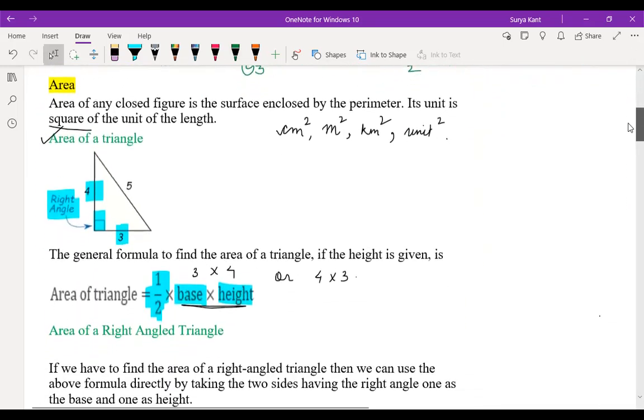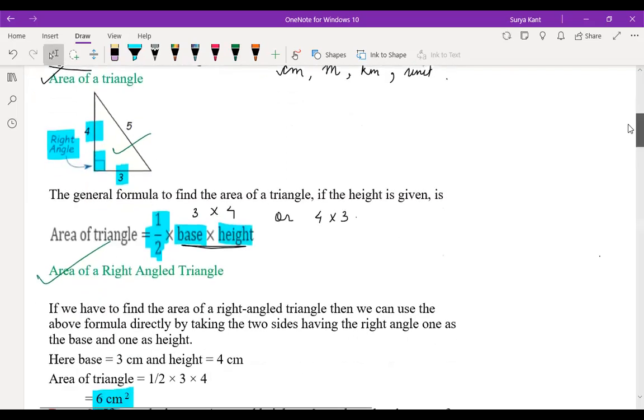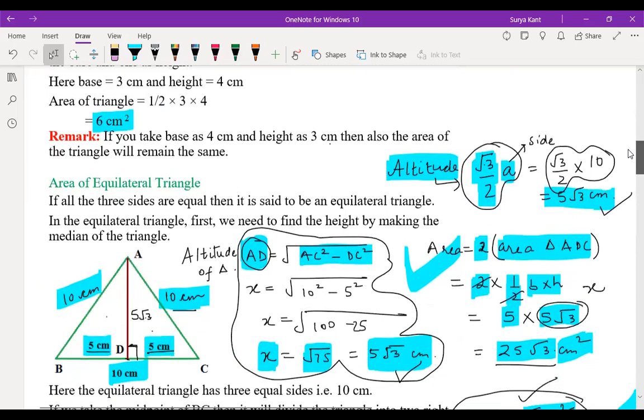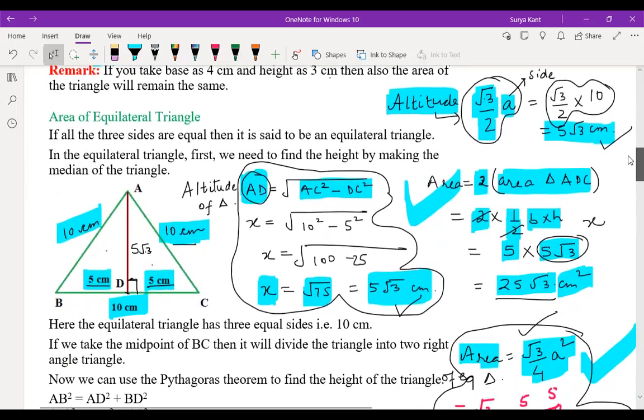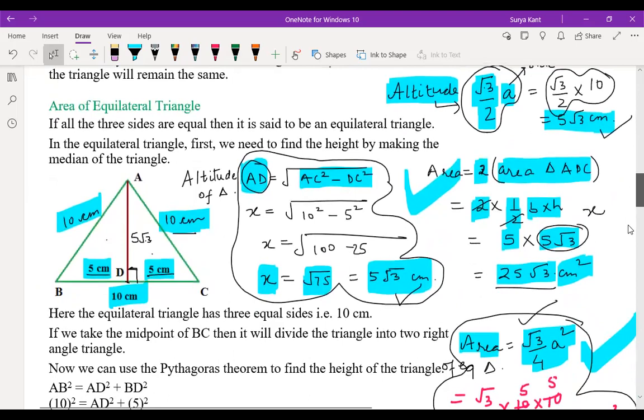Now this part we have already read before, right? This area of right angle triangle is half into base into height. So this is clear, Satvik and Udbhav? Yes, sir. All right, next. Now we are moving to area of equilateral triangle.